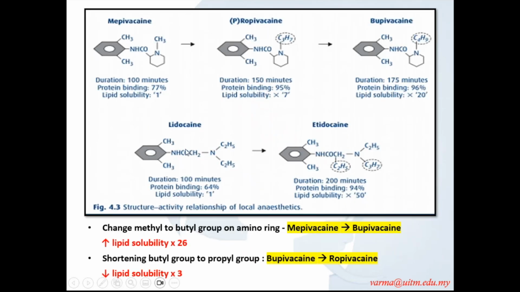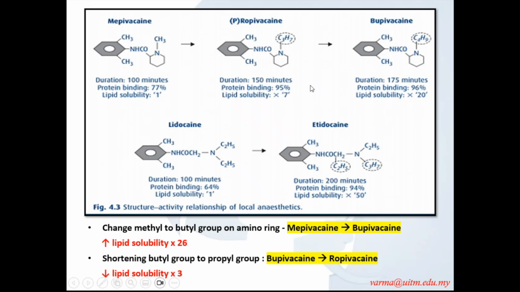So just look at this example. First I'm showing you mepivacaine versus bupivacaine. This is the methyl group, this is the butyl group. By changing the methyl group, other things are exactly the same. You look at bupivacaine and mepivacaine, they look exactly the same except this side chain. By changing this methyl group to butyl group, mepivacaine becomes bupivacaine. Their lipid solubility increases from 1 to 20 to 26. Some books mention 26. I don't know which book I got this from, but you can see it significantly increased.